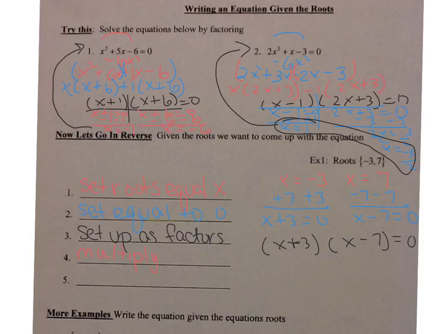Remember, we are multiplying two binomials together, so we do have to double distribute. Let's start. X times x is x squared. X times negative 7 is negative 7x. 3 times x is 3x. And 3 times negative 7 is negative 21, and that still equals 0. The last thing, step 5, I'm sure you know what that would be. That would be to clean it up and to simplify.